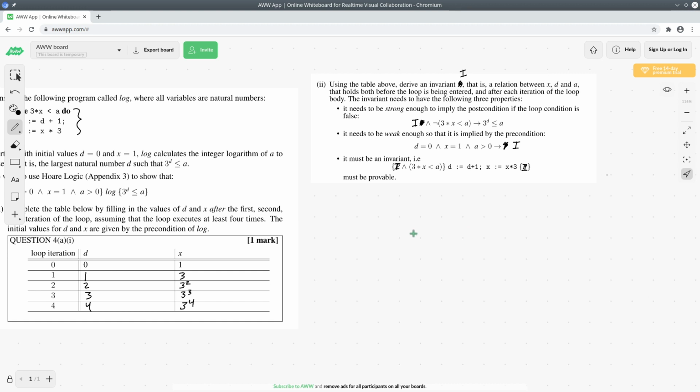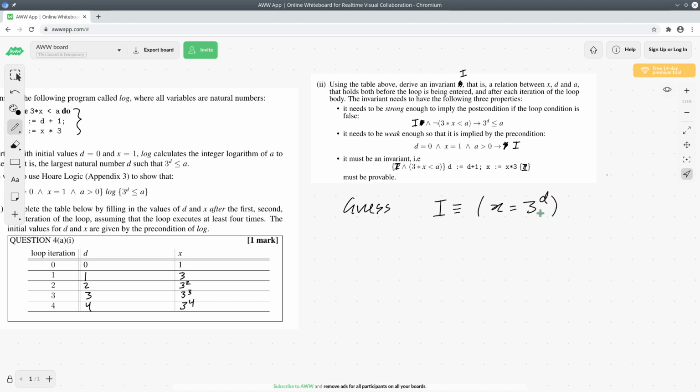Okay, so now based on those values we've computed, we want to try and find an invariant. So we need to try and find some property I that's always true as the code executes. So if I look at the table, it looks like x is always equal to 3 to the power of d. So I'm going to guess that the invariant I is 3 to the d equals x. That's going to be my guess for the invariant.